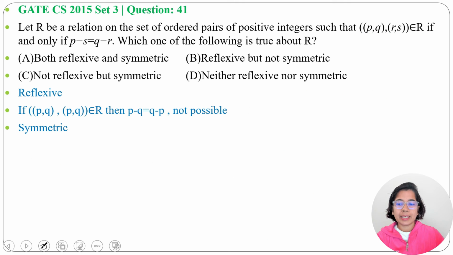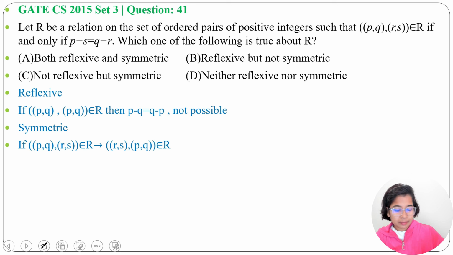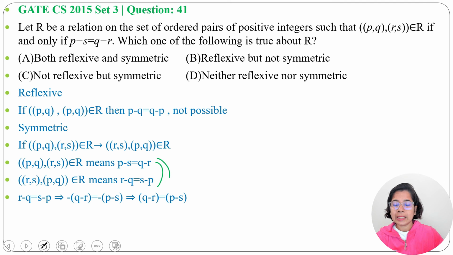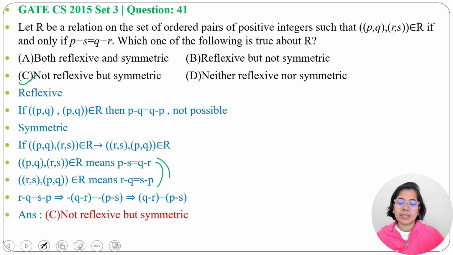So for symmetric, if (P, Q), (R, S) belongs to R, then (R, S), (P, Q) must belong to R. (P, Q), (R, S) belongs to R if P minus S equals Q minus R, and (R, S), (P, Q) belongs to R if R minus Q equals S minus P. Both are equal, hence it is symmetric. So we found the relation is not reflexive but it is symmetric. It's present in option C. So the answer is option C, not reflexive but symmetric.